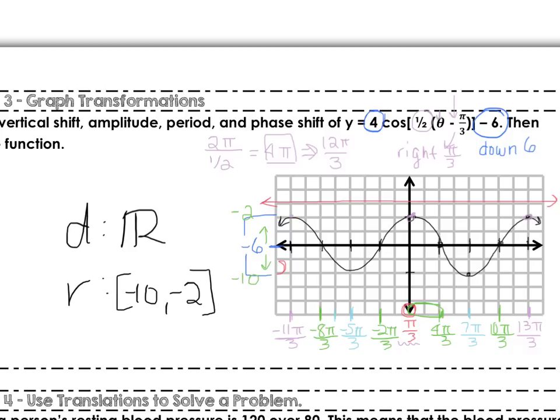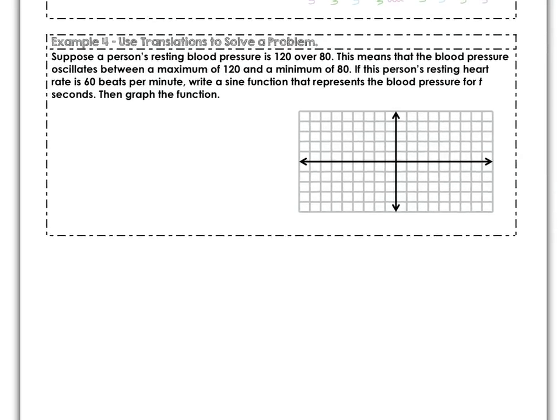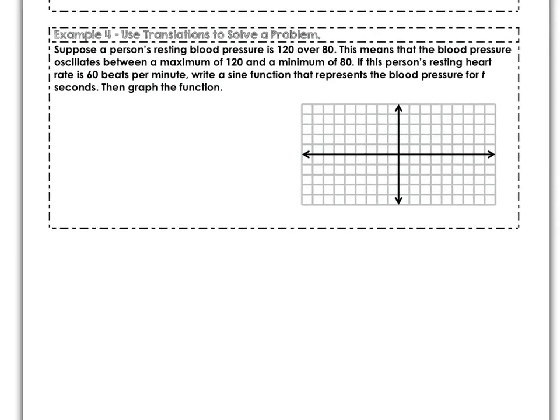All right, so now we're going to take a look at this real-world problem, the very last problem. I think I said that 2 pages ago, but that's okay. My mistake. So we have this person whose resting blood pressure is 120 over 80. That means we have a maximum value of 120 and a minimum value of 80. What the problem just gave us is our high y value and our low y value. And halfway between them will be our midline. Well, halfway between 120 and 80 is 100.